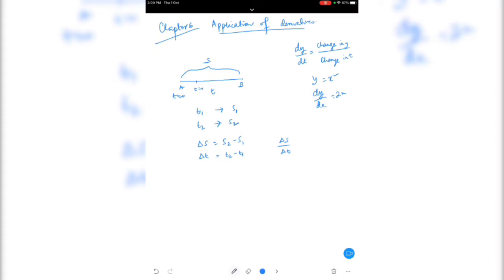Del S by del T. Now this del S which I am talking about is like this one. So I am calculating for 5 kilometers in 30 minutes, or I can say half an hour. So this is very, very big. 5 kilometers is very, very big.